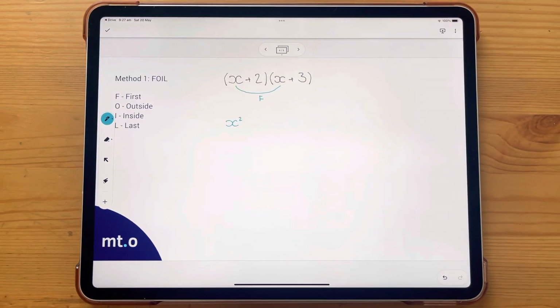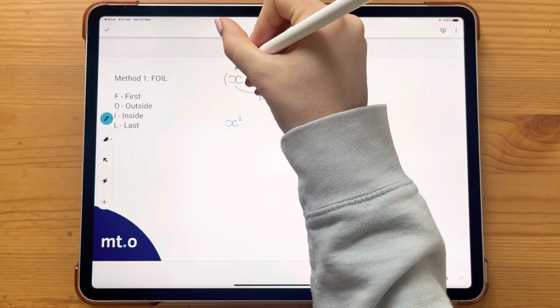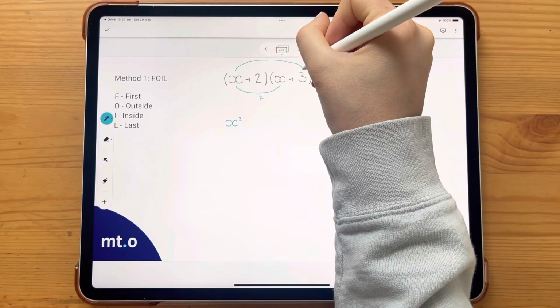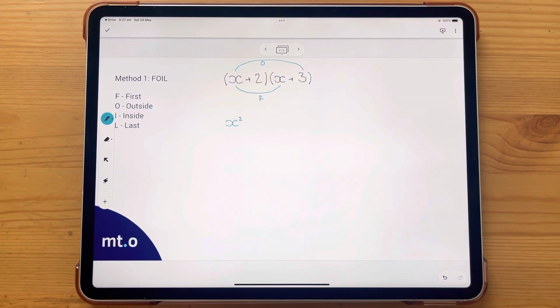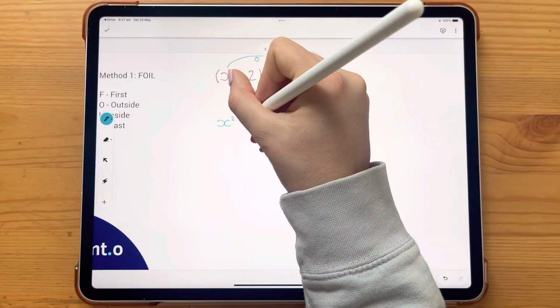Next, we're going to do the O, which stands for outside. So we're going to look at the terms on the outside of this expression, which is x and 3. So if we do x multiplied by 3, that gives us 3x. So it's going to be a plus 3x onto our expression.